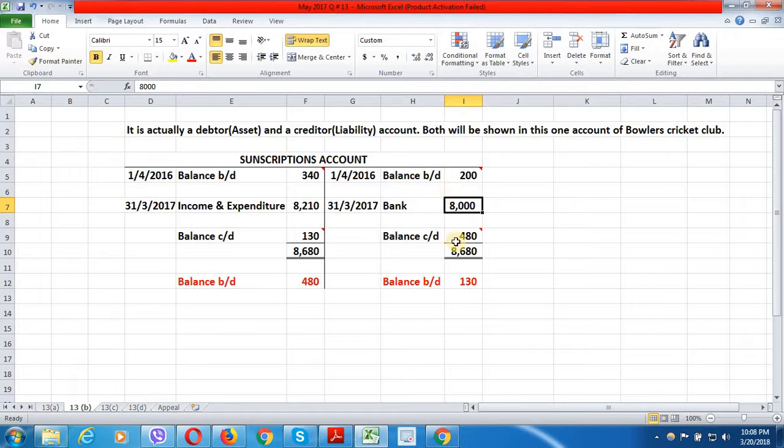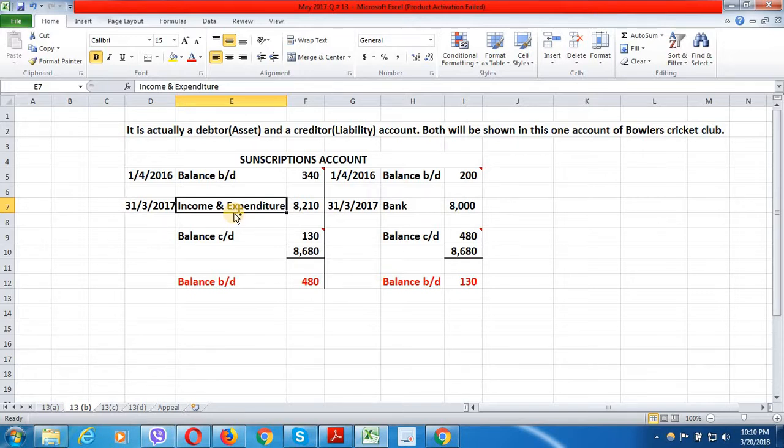After putting these values, we need to balance this account. If you add up the credit side, you will get 8680, and if you deduct 340 and 130 out of 8680, you will get 8210. If you want, you can calculate it on your own. You will get the same result. And this 8210 is actually the incurred amount of subscriptions which must have been received from the members, and this amount will be shown in the income and expenditure account as income for this year.